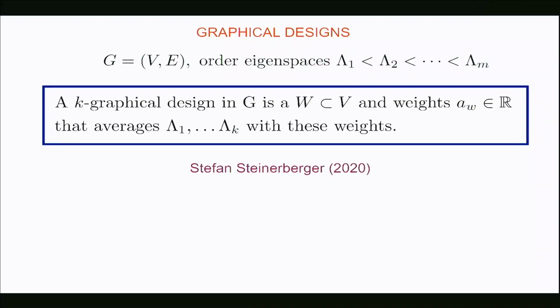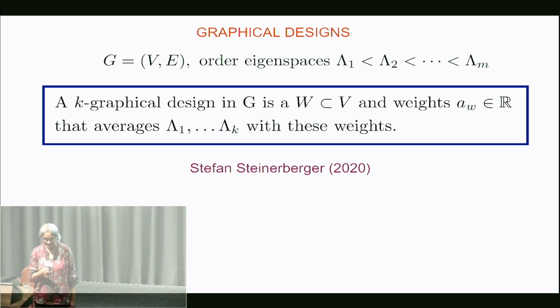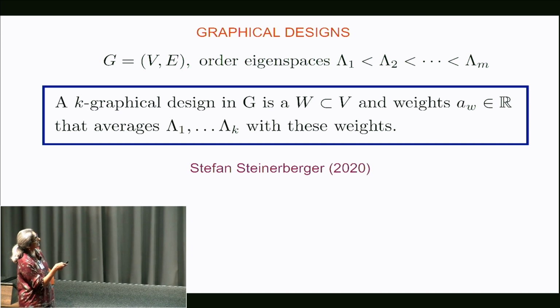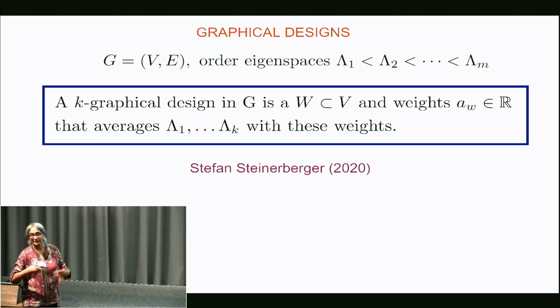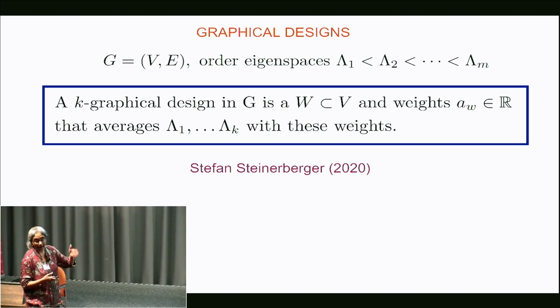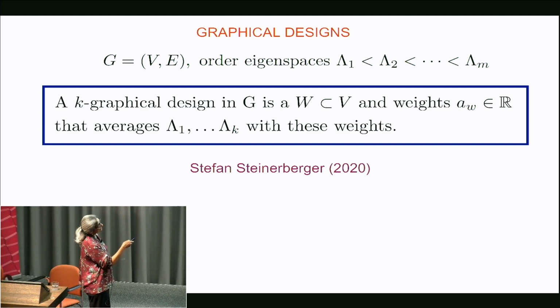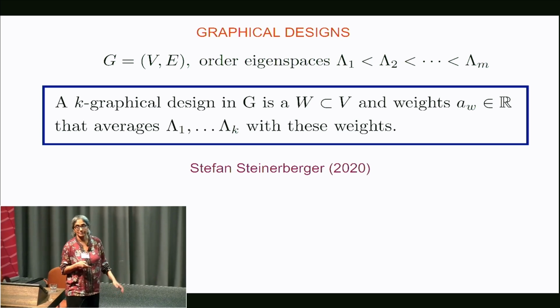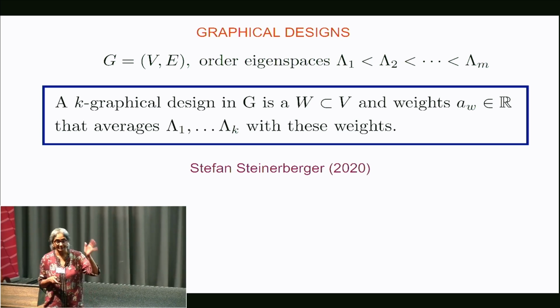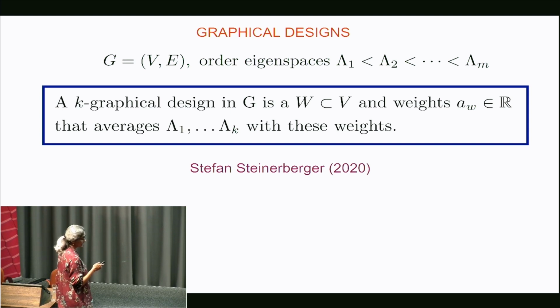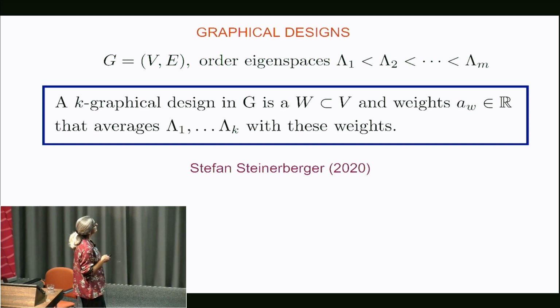Okay, so we have this notion. So here now I can define what a graphical design is. So the definition goes like this. We start with this graph and we order the eigenspaces. So these big lambdas are the eigenspaces. And let's assume that there are m distinct ones. So the graph has n vertices, but there are m distinct eigenspaces. And I'll always assume that the trivial one is the first one. But after that, you can put it in any order. For the most part, I'll do this in frequency order. Okay, so we order the eigenspaces.